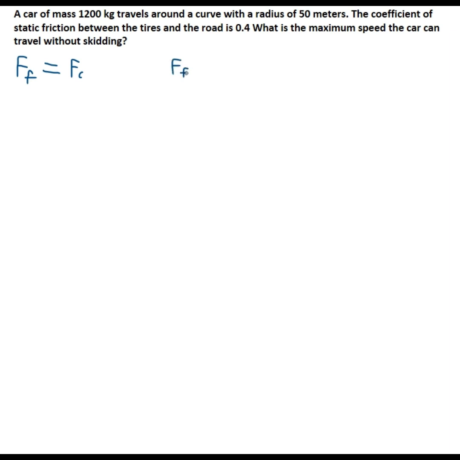To do this, the force of static friction is equal to the coefficient of static friction times the normal force. Since we're on a flat surface, the normal force in this case is just equal to gravity, or mg. So that means that the force of friction will be equal to the coefficient of static friction times mg.